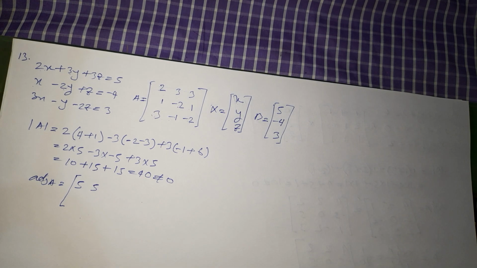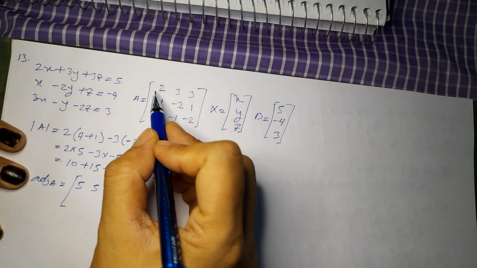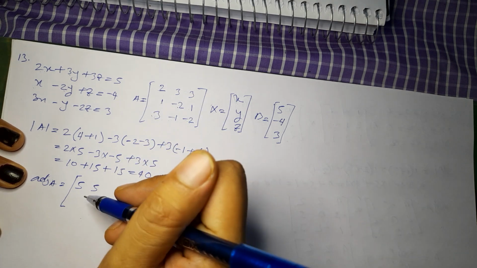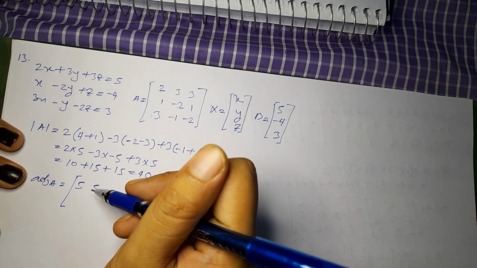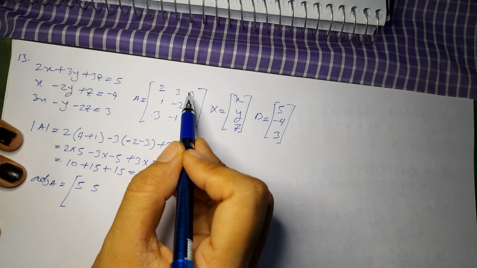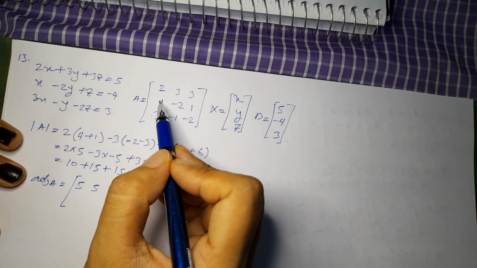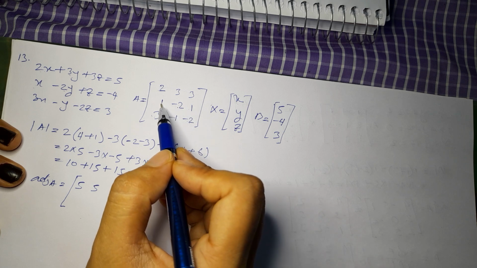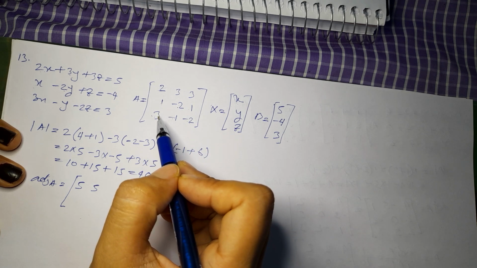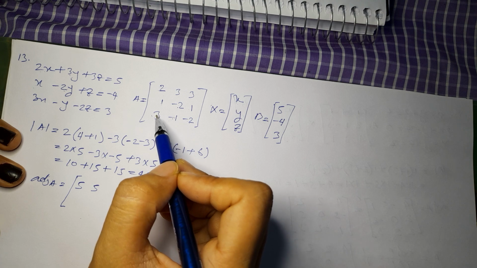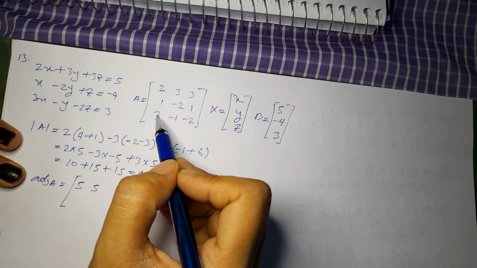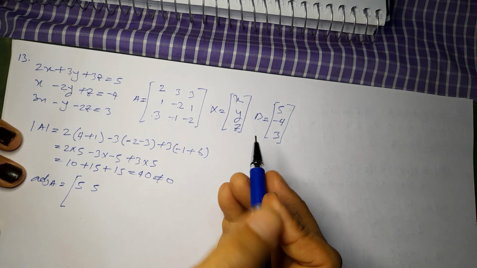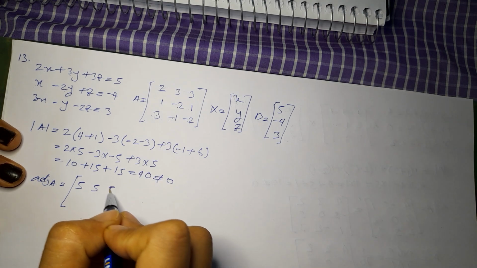Next, eliminate the third row and the third column. Eliminating the first row and third column. So wait here. Eliminate the first row and third column. Here the sign is positive, minus 1, and this is minus 1, and this is plus 6, so plus 6 minus 1, that is 5.